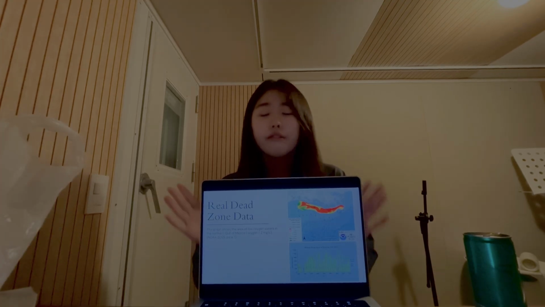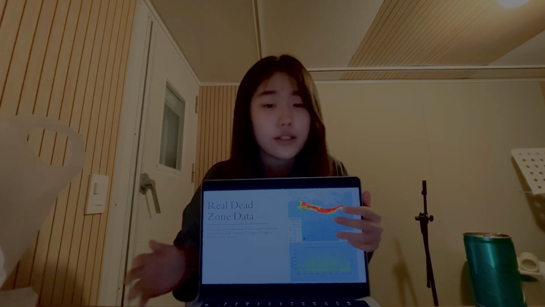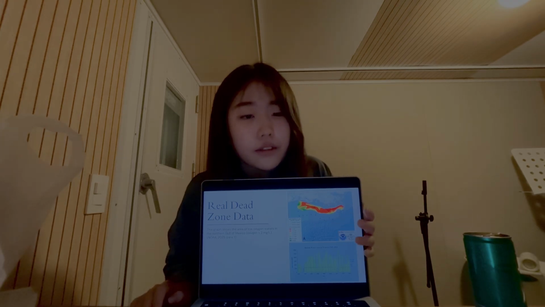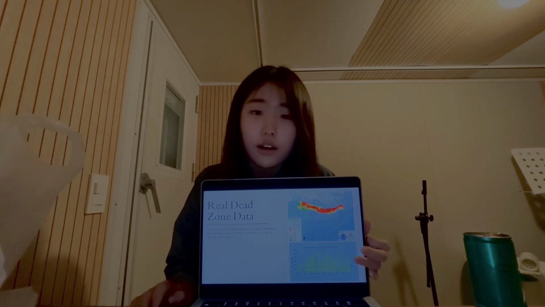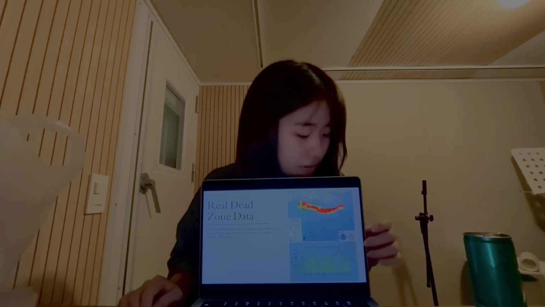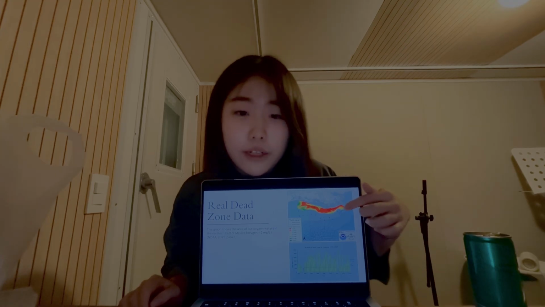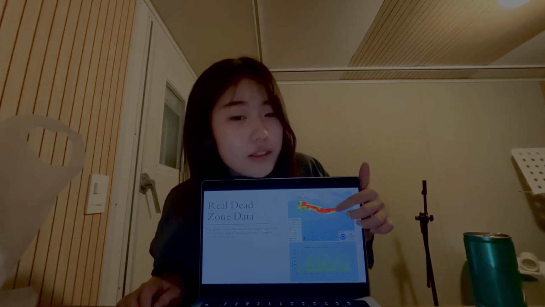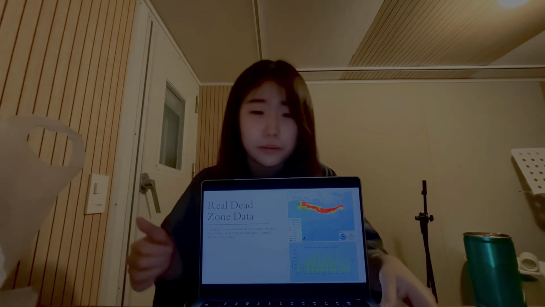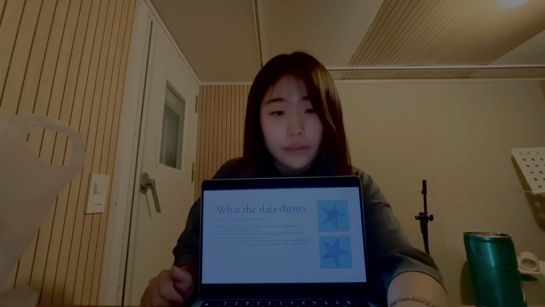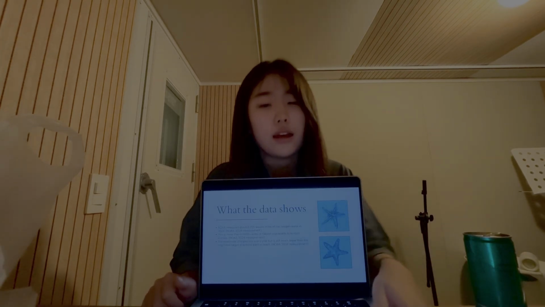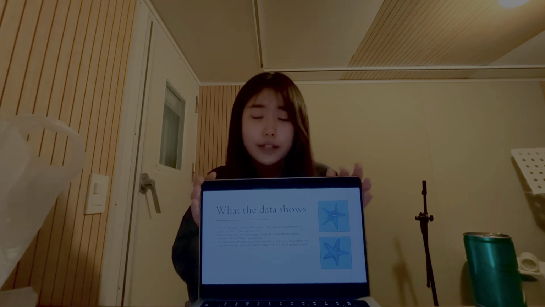So I brought real dead zone data. This is the map, and this graph shows the area of low oxygen water in the northern Gulf of Mexico. In this part, red is the worst part and green is the best part. And so I'm going to tell you what the data shows.